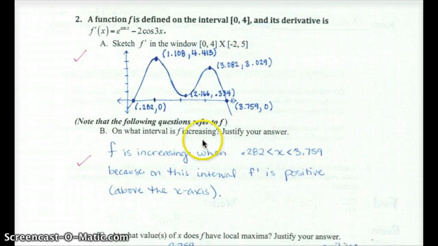When part B says where is f increasing, you have to really remember that this is the derivative function. So we don't actually care where the derivative function is increasing. We remember that if the original function is increasing, then the derivative is positive. So the y values of this function are positive all through the middle of this graph, specifically when x is in between 0.282 and 3.759. This whole section of the graph, since the y values of the derivative are positive, f is increasing.